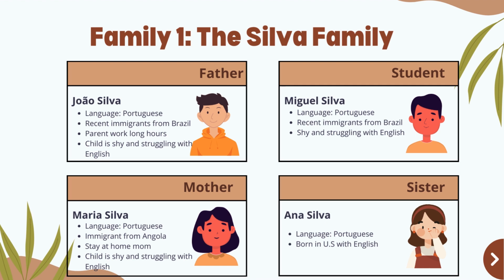We have a sister who was born in the US and speaks English, but we have to strive to ask for an interpreter. We do not rely on children, our students, to be interpreters. That is unprofessional and can cause many issues. Now, our student, Miguel, is a recent immigrant from Brazil, here for 2 to 6 months, meaning recent, and he is shy and struggles with English.